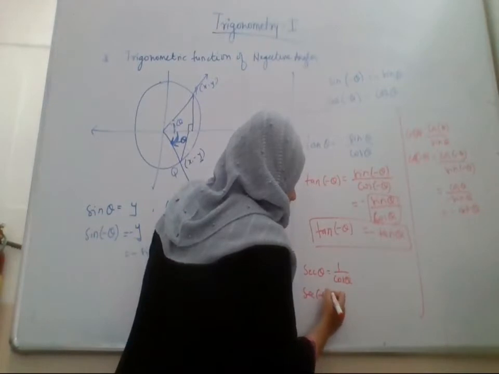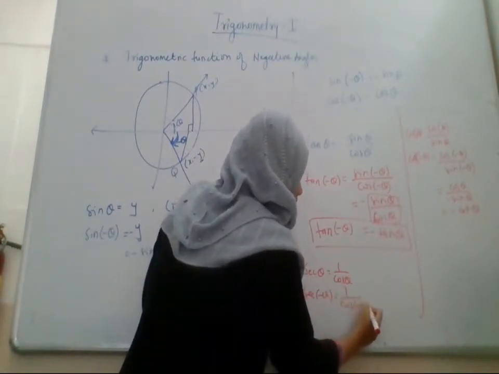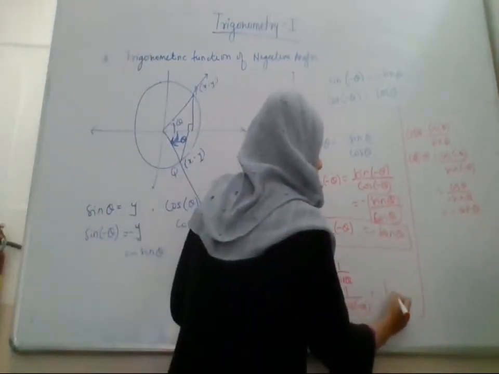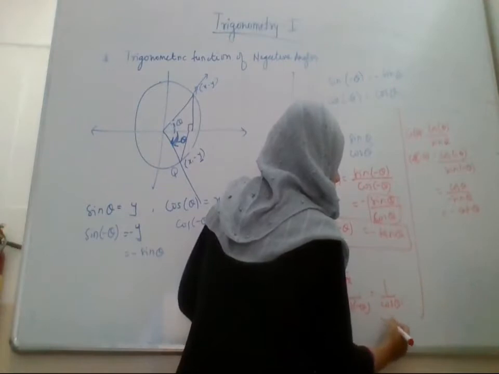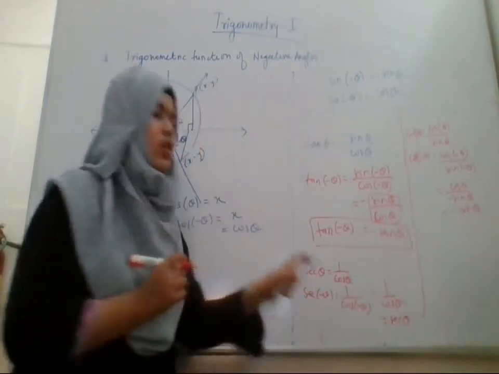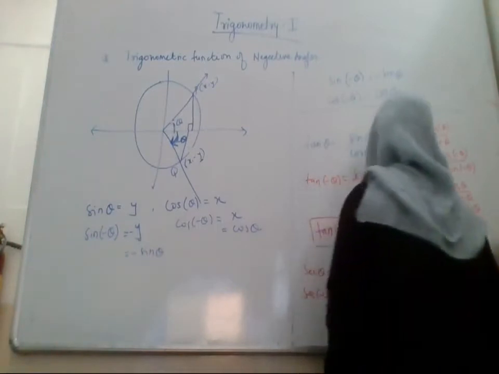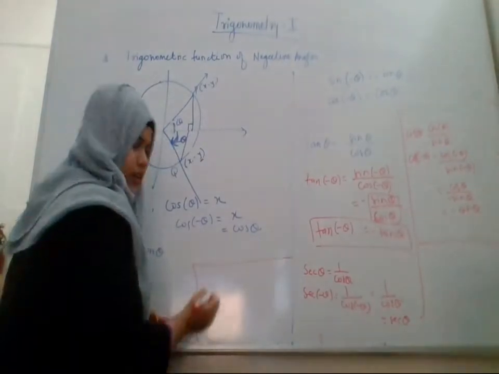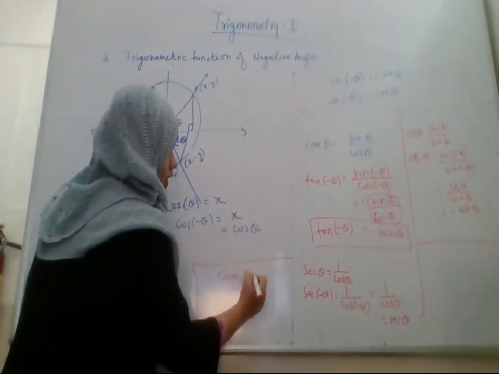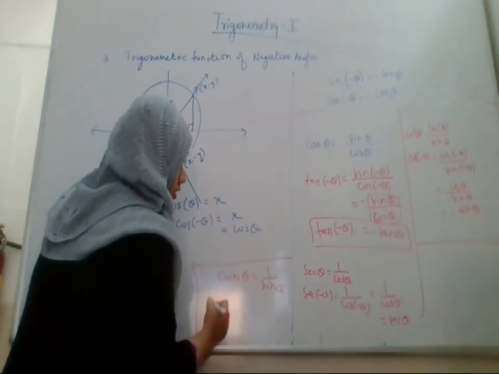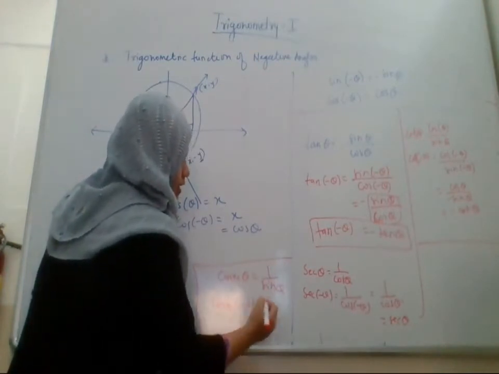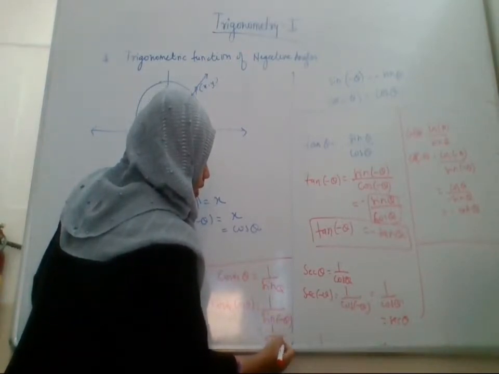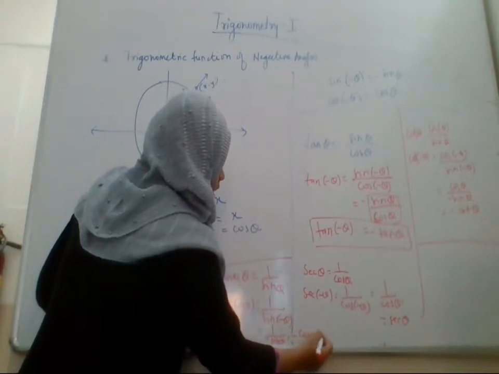So sec minus theta is equal to 1 upon cos minus theta. But cos minus theta is equal to what? Cos theta only. So this will be 1 upon cos theta only, that is sec theta. So sec also absorbs the minus sign. And for cosec, I am solving cosec here. Cosec theta is equal to 1 upon sin theta. So cosec minus theta is equal to 1 upon sin minus theta, that is 1 upon minus sin theta, which is minus cosec theta.